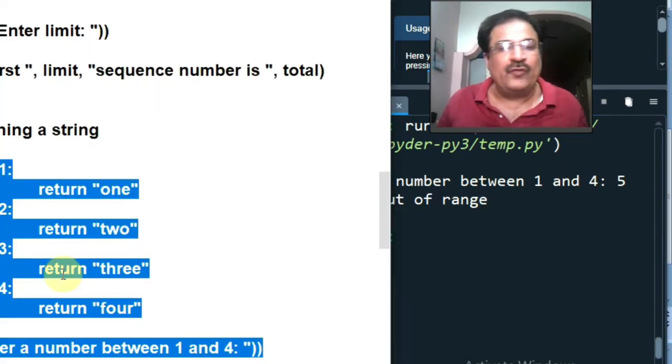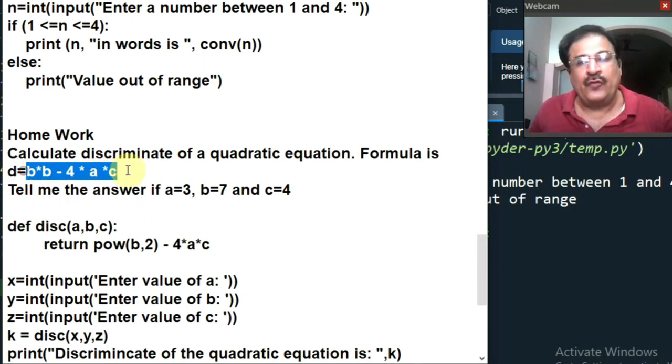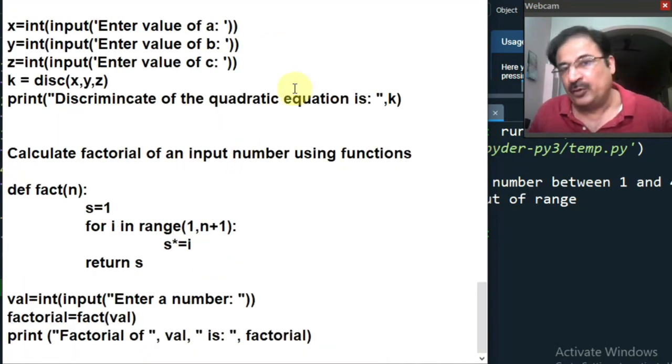You have to do two homeworks for me. One is that you have to calculate the discriminant of a quadratic equation. Formula is b square minus 4ac. So the values of a, b and c have to be entered by the user. Secondly, you have to do the factorial of an input number.